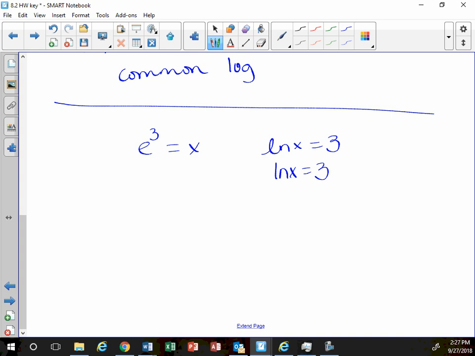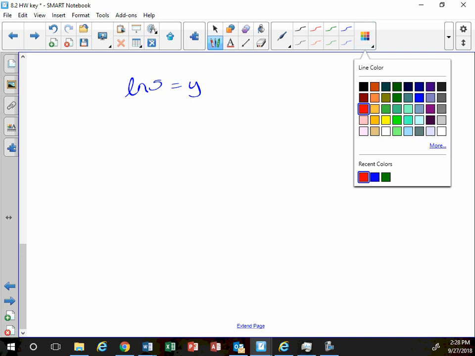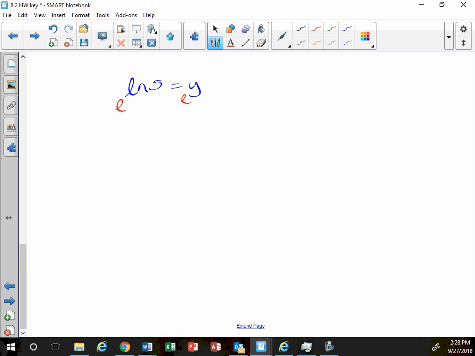Like if you wanted to rewrite, let me give you another one. Let's say I had natural log of 5 equals y. What is the base here? So I could do e to this and e to this. So e to the 5 equals e to the y. What's the only thing that's going to be left over here? 5. So e just cancels out ln.